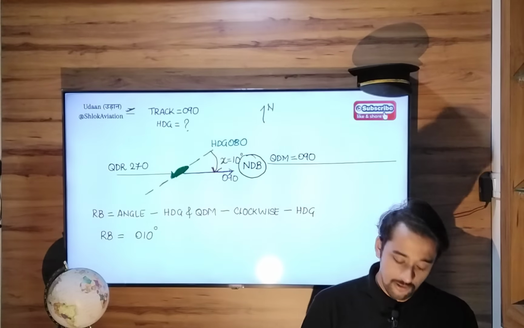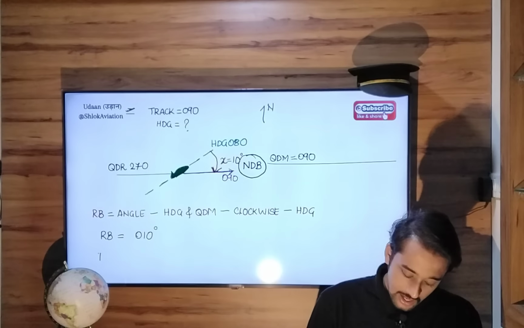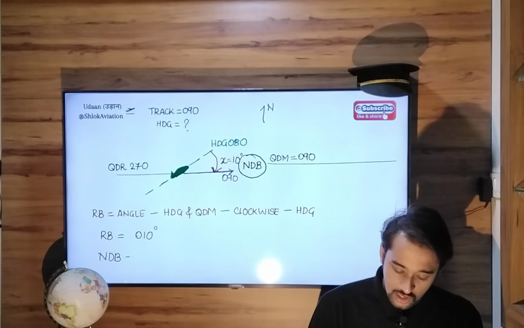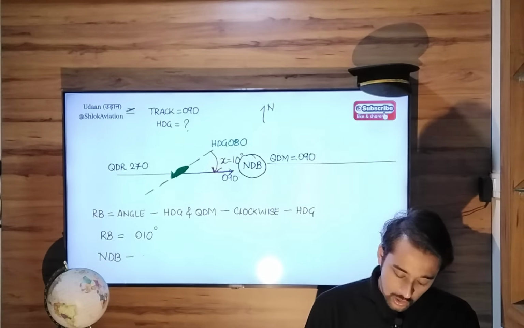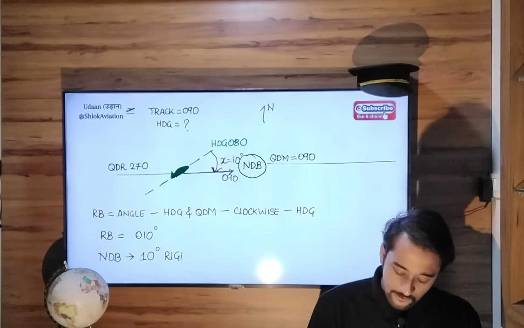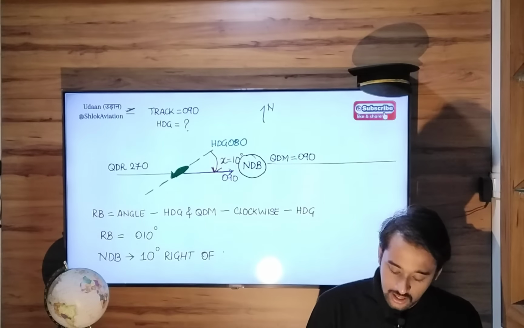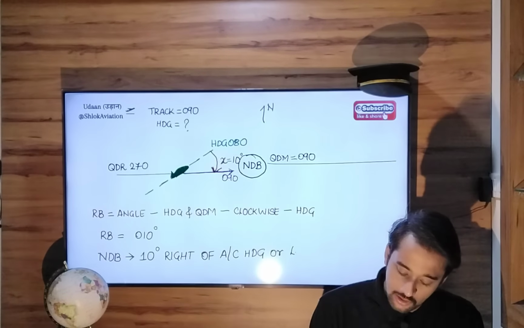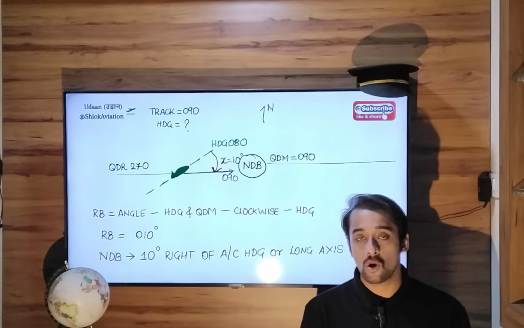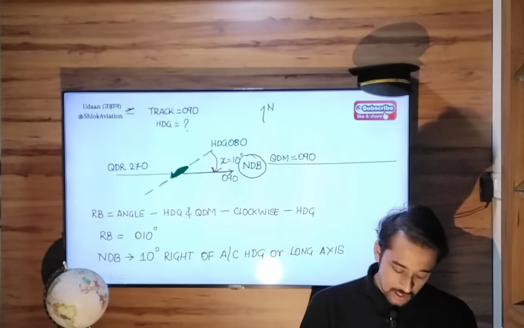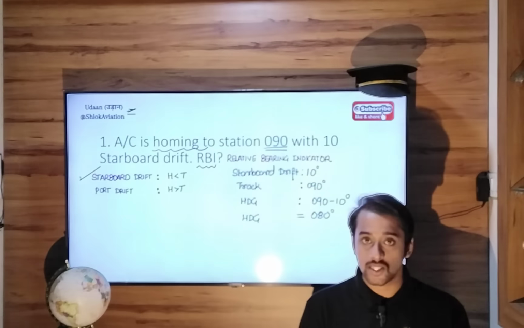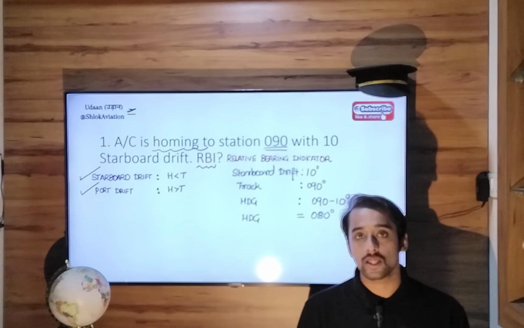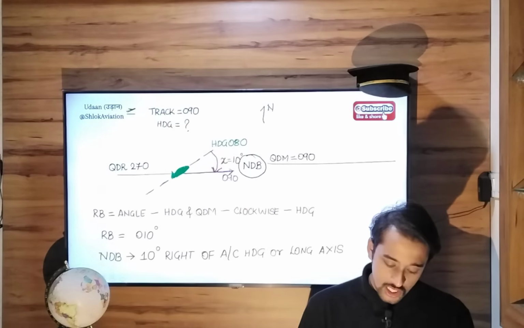That means in words, I will say the NDB station is located 10 degree to the right of aircraft heading or longitudinal axis of aircraft. Simple. Remember, starboard drift is heading less than track, port drift is heading more than track. Let's go to question 2.